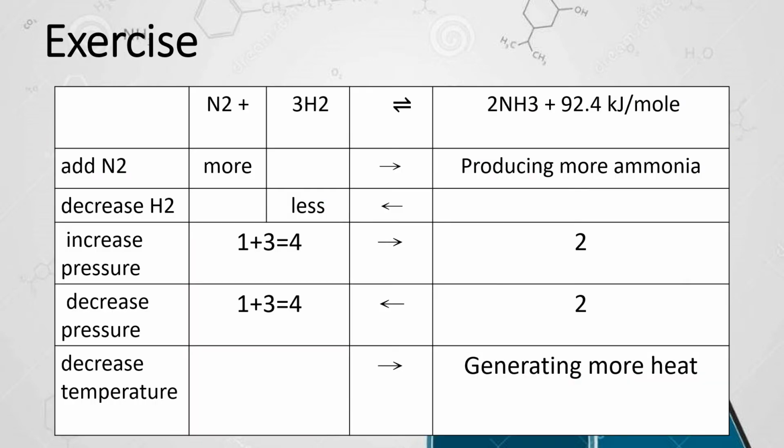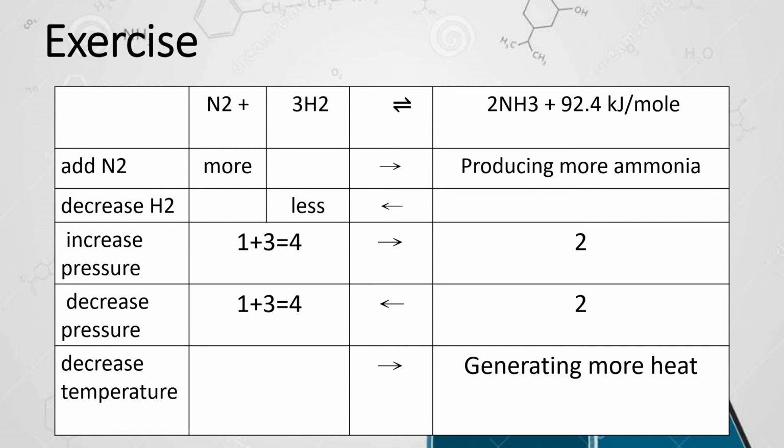1. Add nitrogen. Because of the increased amount of nitrogen, in order to balance this reaction, the reaction needs to proceed to the right, producing more ammonia to reduce nitrogen. 2. Decrease hydrogen. Because hydrogen is less, in order to balance this reaction, the reaction needs to proceed to the left to produce more hydrogen.